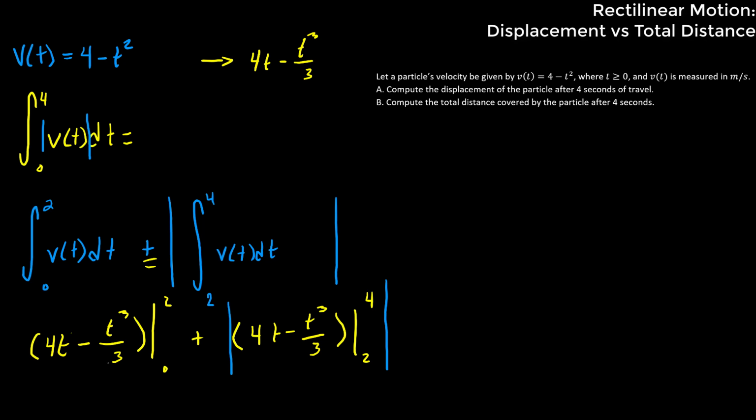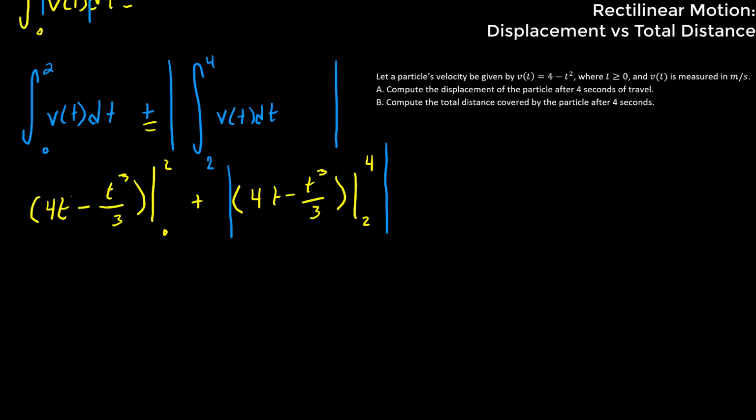So let's look at this first portion. Let me go ahead and scroll down a little bit, that way I have enough room to work with. So what we have, 4t minus t cubed over 3 evaluated at 2, we'll have 8 minus 8 over 3. And then subtract the evaluation at 0, which is just 0. And then we'll add it to the absolute value.